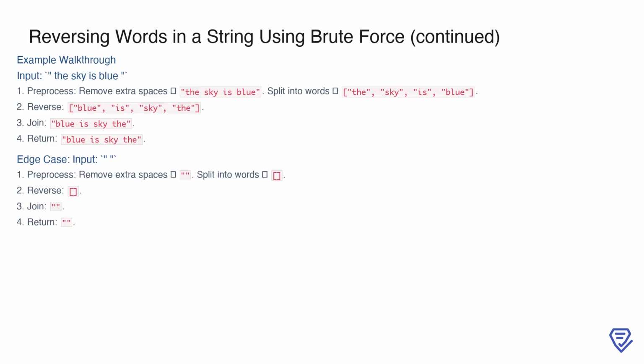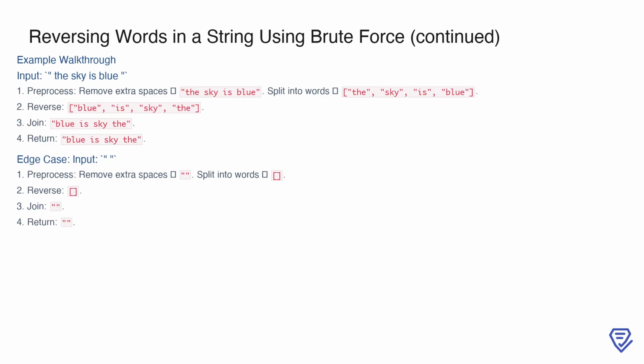For an edge case like an input of just spaces, pre-processing removes all spaces, leaving an empty string. Splitting this results in an empty list, which remains empty after reversing. Joining this empty list gives an empty string as the final output. These examples demonstrate how the algorithm handles both typical and edge cases effectively, ensuring the solution is both reliable and versatile.